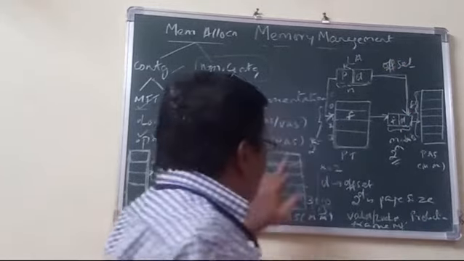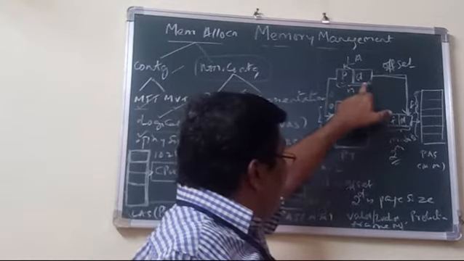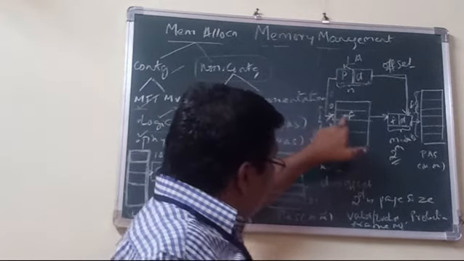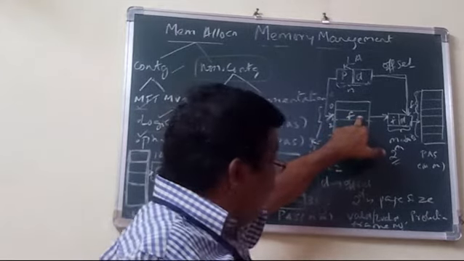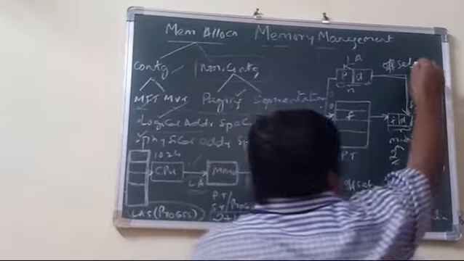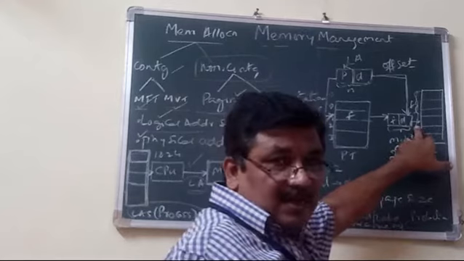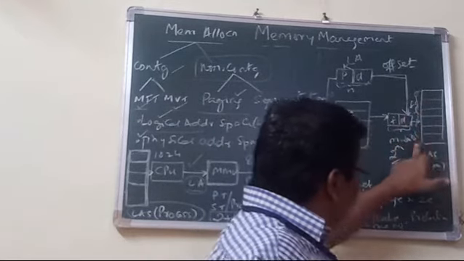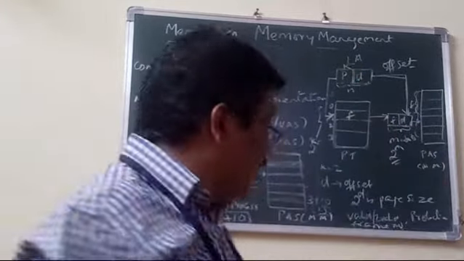So this logical address is divided into P and D. P is used as an index to the page table, and using this index we look into the location. Here we have stored some value for the frame number. This frame number along with the offset is nothing but your physical address.